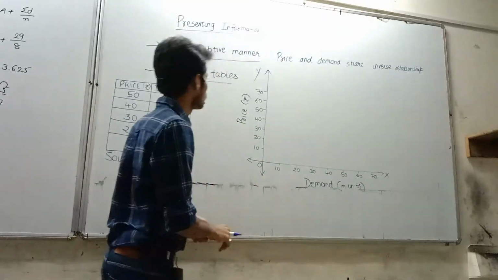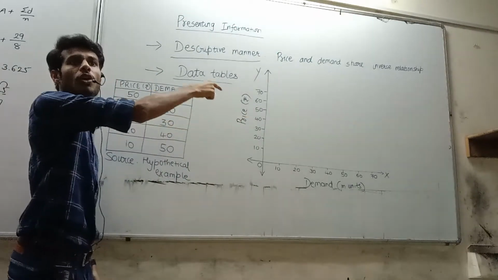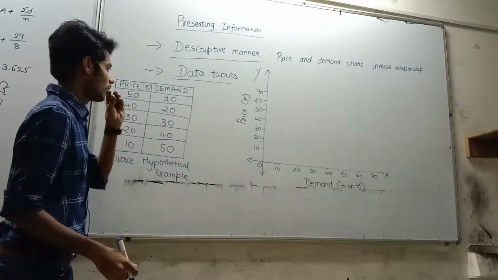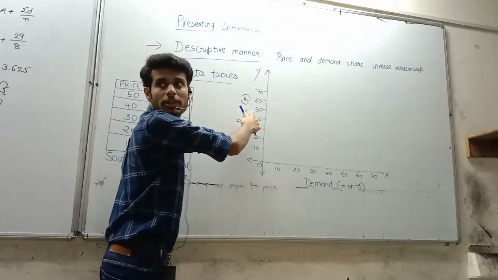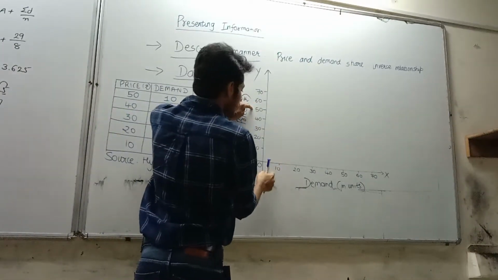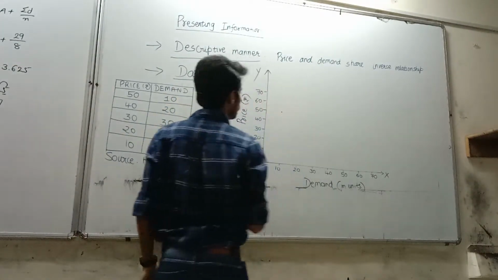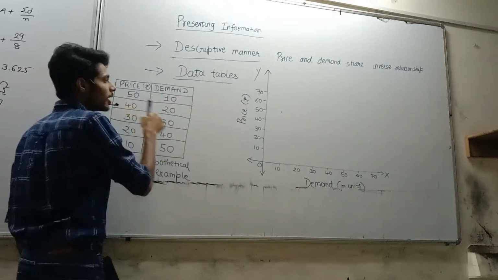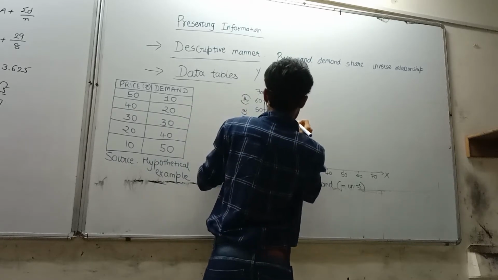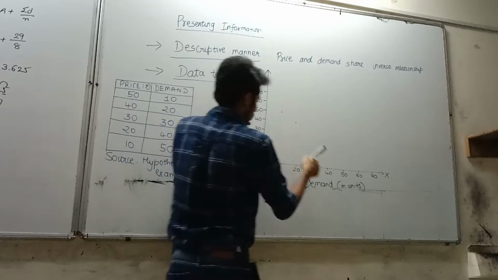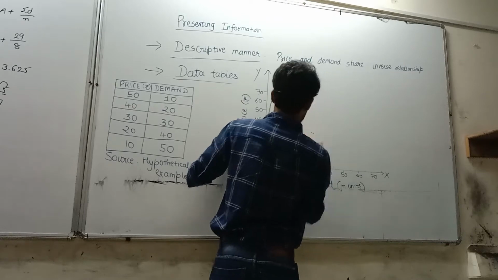Pay attention here now. We are going to plot these numbers on a diagram, right? Now, when the price was 50 rupees, at that time the demand was 10 units. So there is an intersection point over here. After that, when the price reduced to 40, the demand increased to 20. So there will be an intersection point over here. Then similarly, you are going to plot the next intersection points.